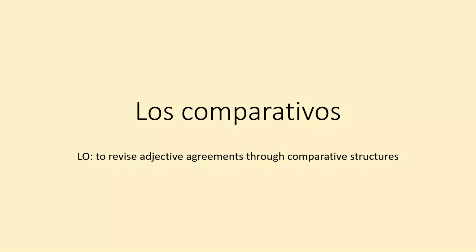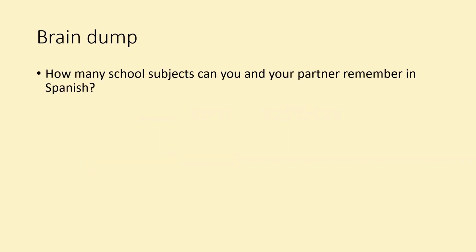We are going to be revising adjective agreements through comparative structures. Just pause the video and discuss what an adjective is and what I mean by those agreements. Okay, so hopefully you discussed with your partner that adjectives are describing words, they describe the noun. And with agreements, with Spanish in particular, we are looking at things that are singular and plural, and that masculine and that feminine. We're going to be looking at those school subjects again.